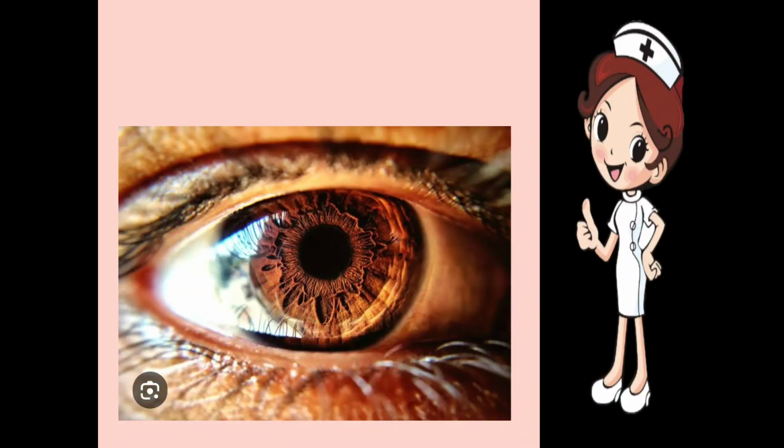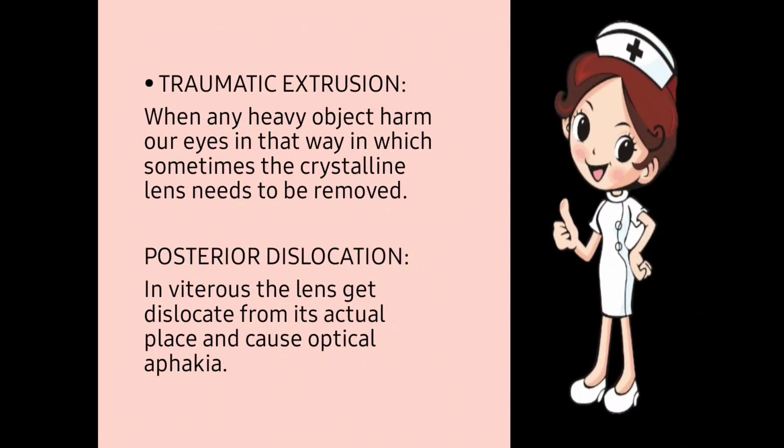Let's move to the next one, traumatic extrusion. When any heavy object harms our eyes, sometimes the crystalline lens needs to be removed, or sometimes it comes out, but it is a very rare condition. Next one is the posterior dislocation. In the vitreous, the lens gets dislocated from its actual place and causes optical aphakia.